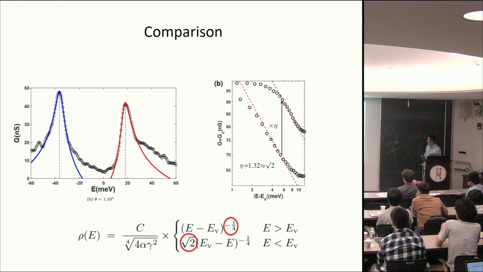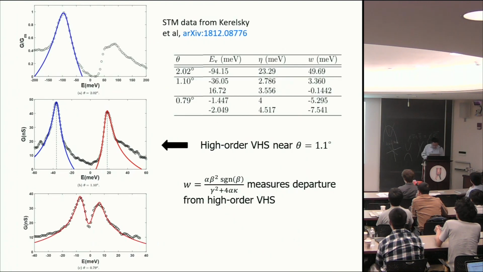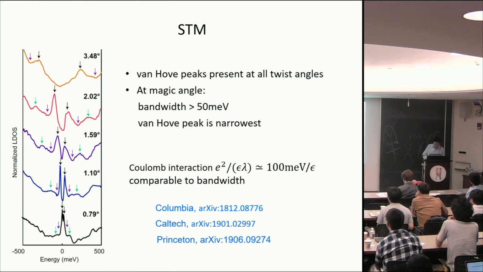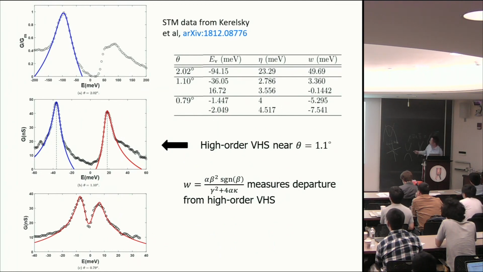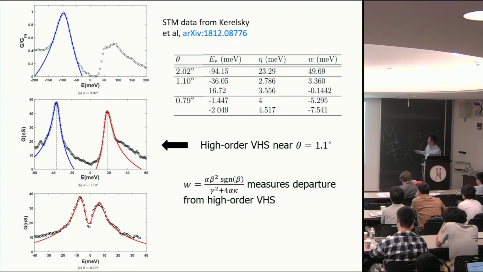So thanks to Noah, all this fitting comes from Noah, who took the data from the Columbia group. Now we can also look at different twist angles, and you can fit all these different twist angle data using the density of states that is shown here. And from this fitting, you can extract basically all the parameters in this energy dispersion, and there's one parameter W, which tells us how far this system is away from the high order Van Hove singularity.